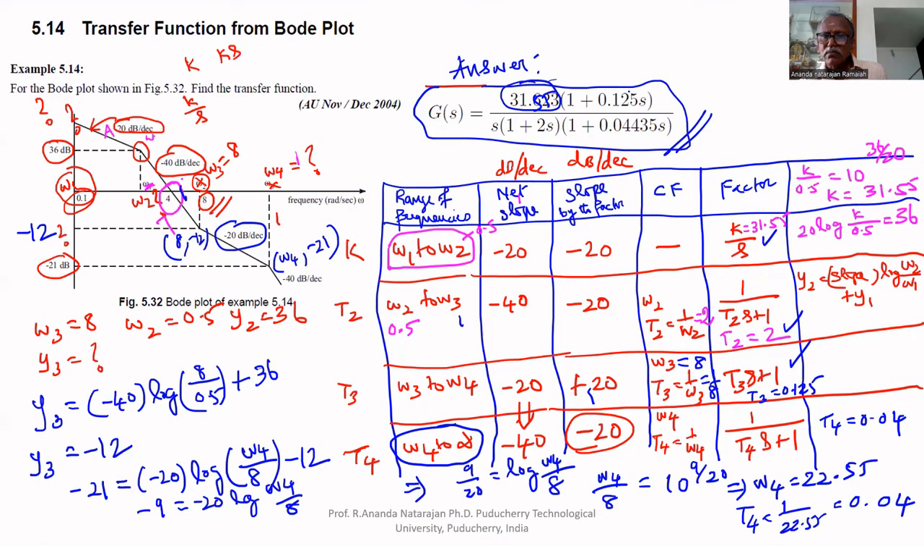Here T2 is 2, T3 is 0.125. That's why we got the numerator factors. Here this is 2, this is 0.125, and T4 is 0.044 and s in the denominator. Yes, we got all factors. This way we can find the transfer function. So we have to reverse the table. That's all.